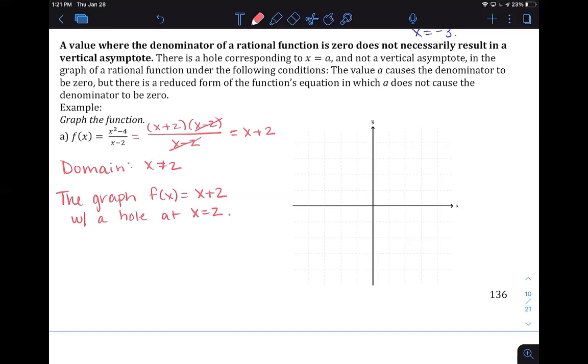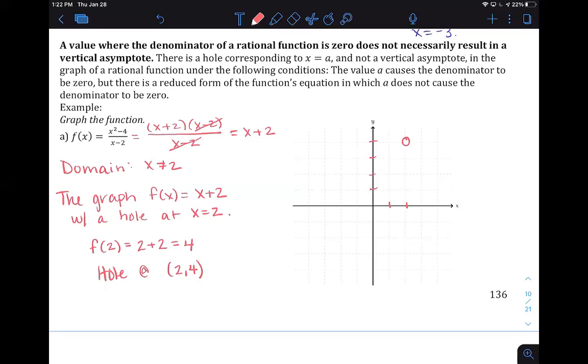The easiest way to graph this is we need to figure out, if x equals 2, what does y equal? Well, let's plug it in. So f of 2 would equal 2 plus 2, which is 4. Good job. So that means our hole is at the ordered pair 2, 4. So I'm going to graph that first. I'm going to go to 2, 4, and put an open circle. That's a hole in our graph.